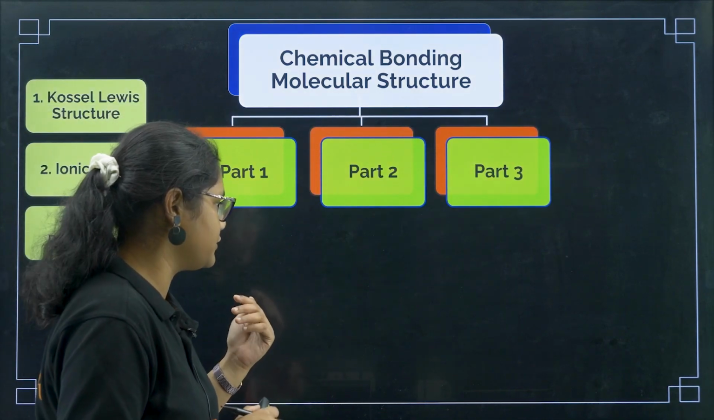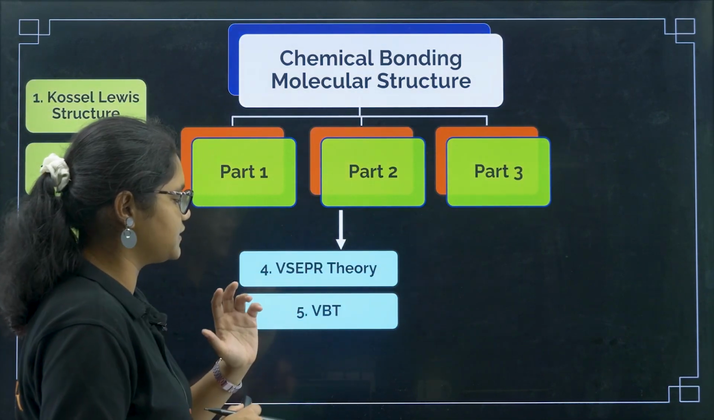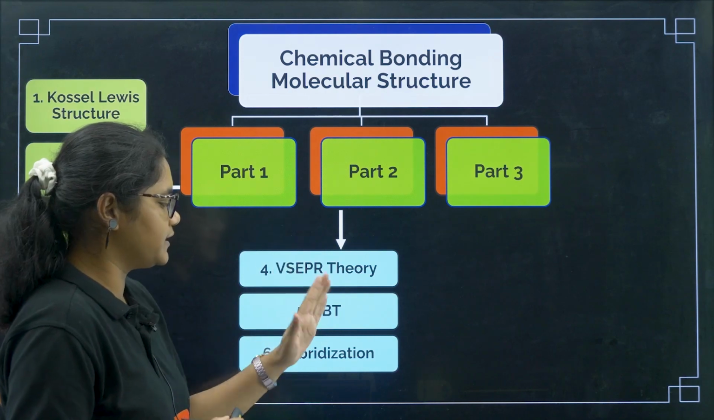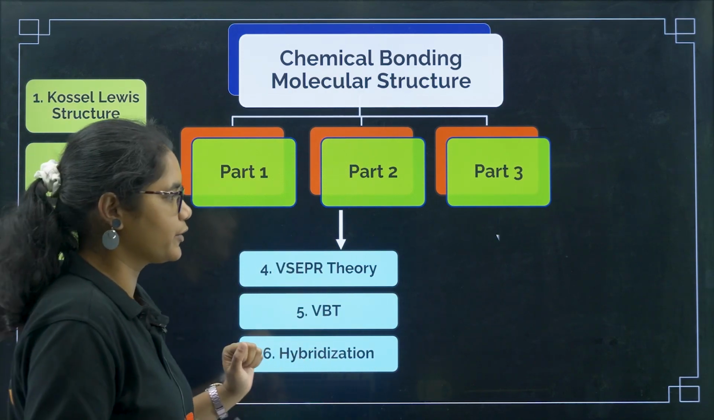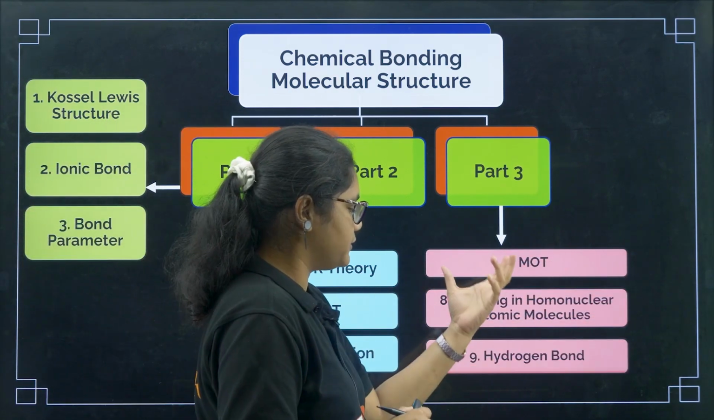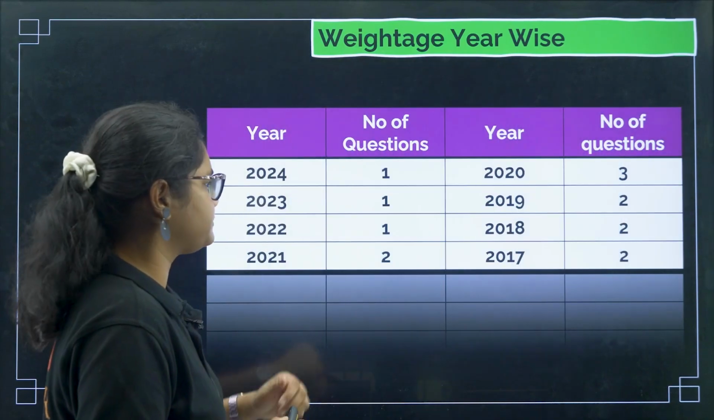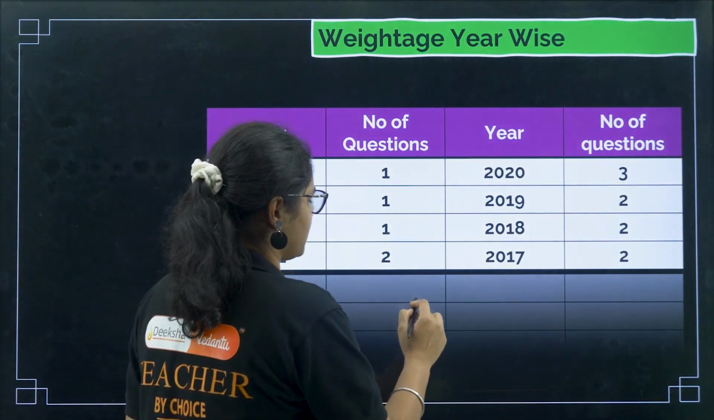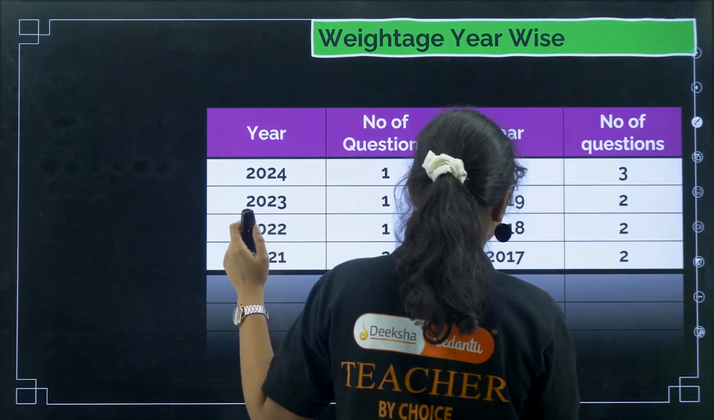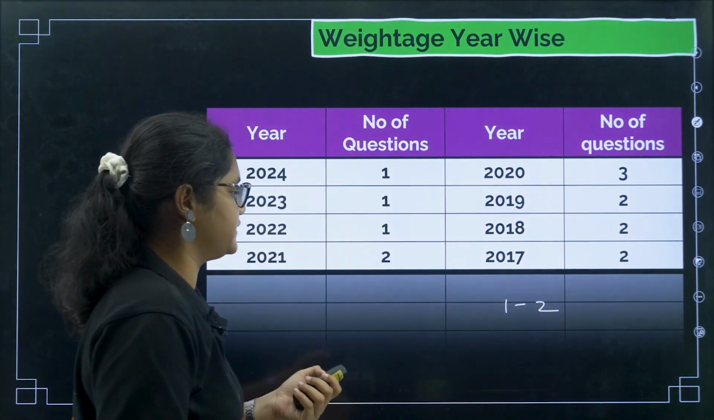Today, as I told you, it is part 2 of this lecture, where we are going to cover VSEPR theory, VBT and hybridization. In the next class we'll be doing the remaining topics. As for weightage, you can expect 1 to 2 questions very easily every year.